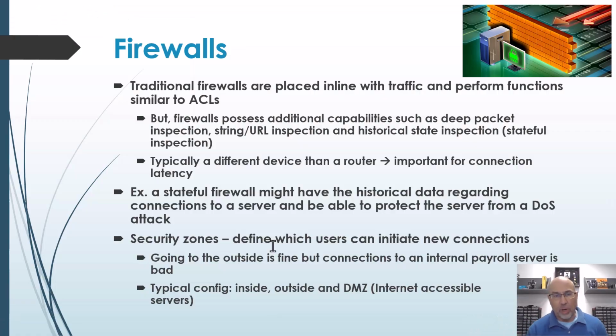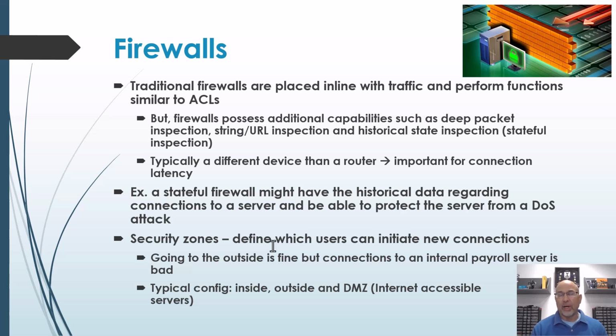All right, firewalls. Now traditional firewalls are typically placed in line with traffic, and so you want your traffic to flow through the firewall, and then the firewall performs functions similar to ACL. So that's a very traditional firewall. Now the big point here is that firewalls are different than routers with ACLs because routers are there for performance. ACLs are okay, so we apply ACLs maybe at the access layer to prevent too much traffic or unwanted traffic from flowing into the network.